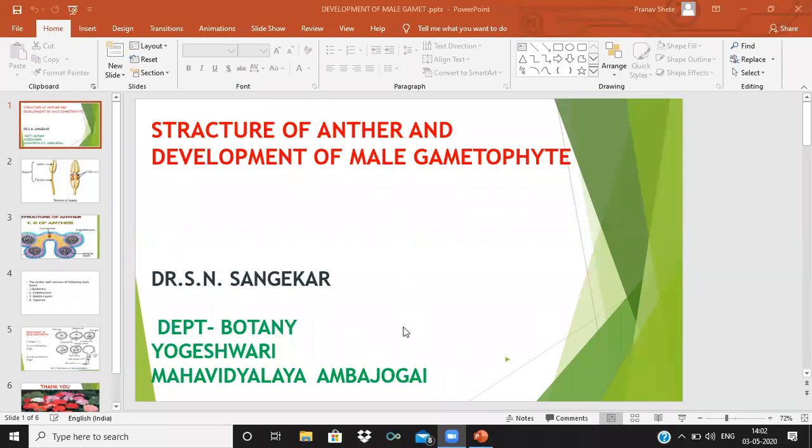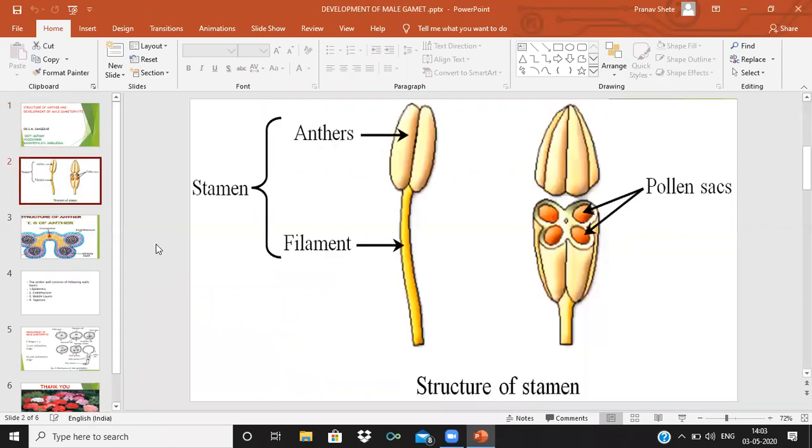Today's topic is the structure of anther and development of male gametophyte. In a flower, the stamen is considered the male reproductive organ, or the individual part of the androecium is also called the stamen.